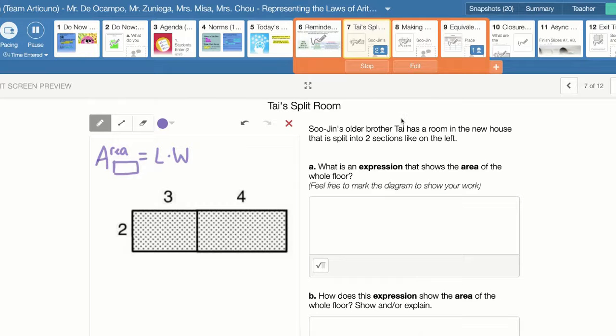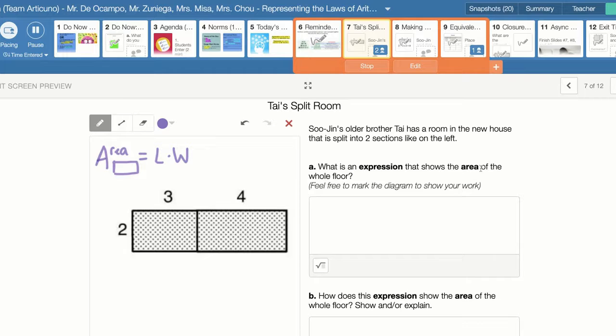All right, everybody. Now let's take a look at a problem. This problem is a page 7 problem right here, where it says Ty's split room. Sujin's older brother Ty has a room in the new house that is split into 2 sections like on the left. So imagine this as a room. Imagine that there's this one section and a second section right here. Question A, what is an expression that shows the area of the whole floor? Feel free to mark the diagram to show your work.